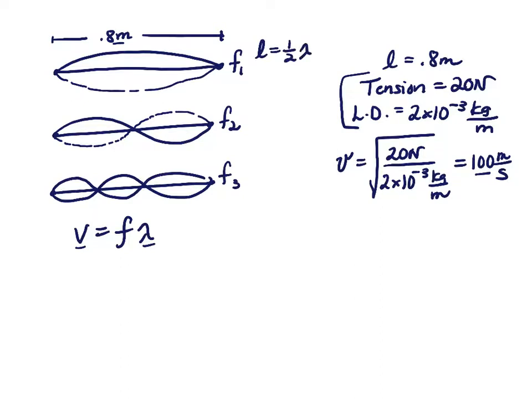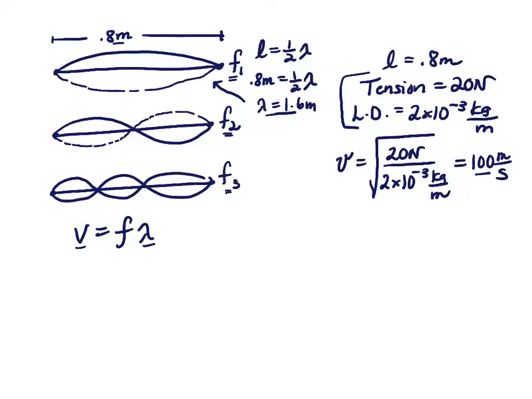I'm just going to squeeze in a little calculation here. 0.8 meters is a 1/2 of a wavelength in this fundamental mode. And that means the wavelength of that particular wave is going to be 1.6 meters. That's the wavelength for that vibration. I'd have a different answer for the wavelength of the second harmonic and the wavelength of the third harmonic, but all I'm interested in right now is the wavelength of the fundamental.